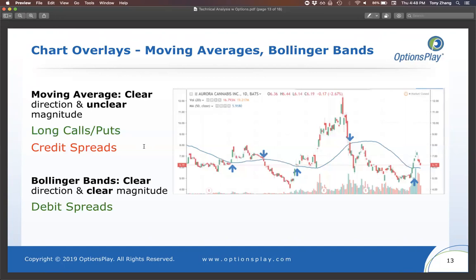The second, I think, most popular overlay is using Bollinger Bands. Bollinger Bands, in this particular case, do give you a clear sense for direction. And because Bollinger Bands have levels, they also give you a clear sense for magnitude. There's lots of different ways to use Bollinger Bands. You can use them on crossovers. You can use them when they break out above or below the upper or lower bands. But because you have a clear sense for direction and magnitude, we tend to find that debit spreads are a better way to deploy your capital if you're using Bollinger Bands for your trading.